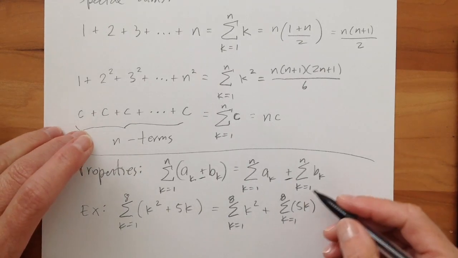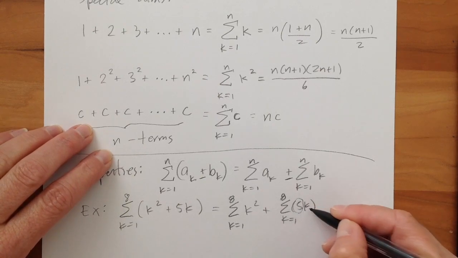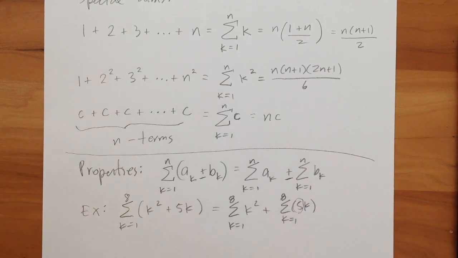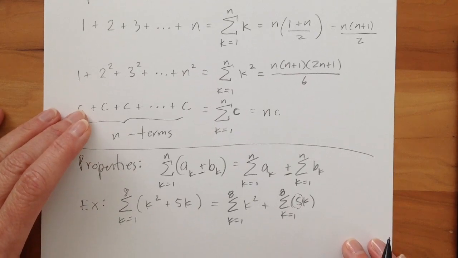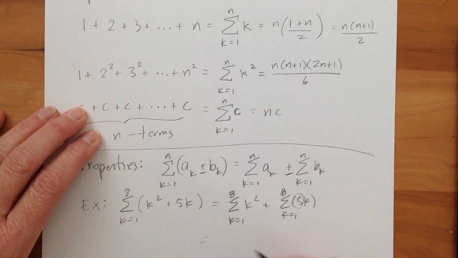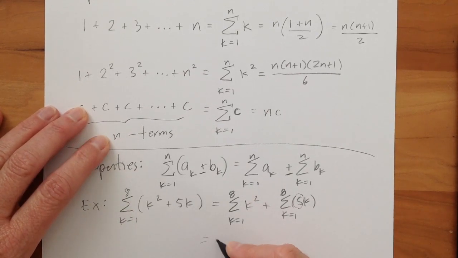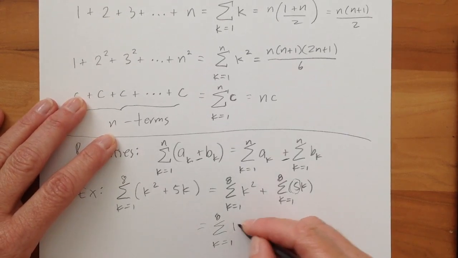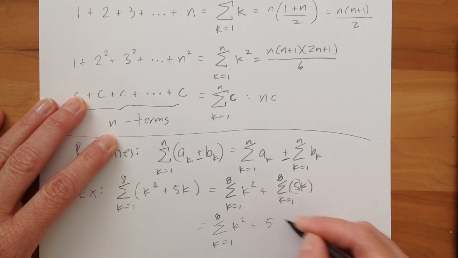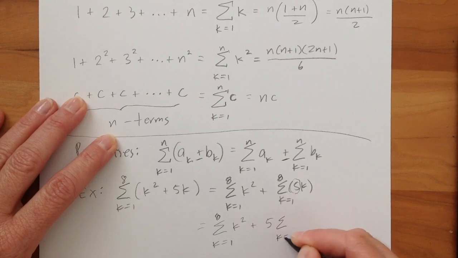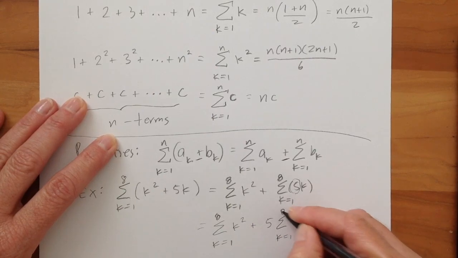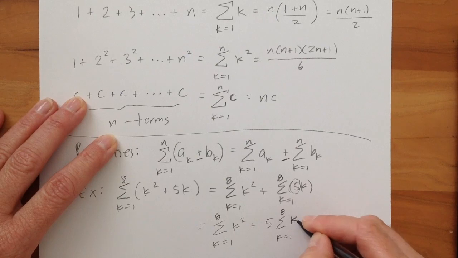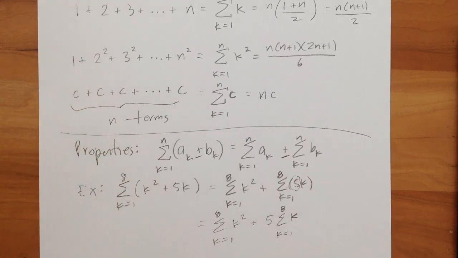One more thing here is notice how I have a constant multiplier of k. I can actually factor that out, sort of like undoing the distributive property. So this is equal to the sum as k goes from 1 to 8 of k squared plus 5 times the sum as k goes from 1 to 8 of k. So just a few properties of summation notation.